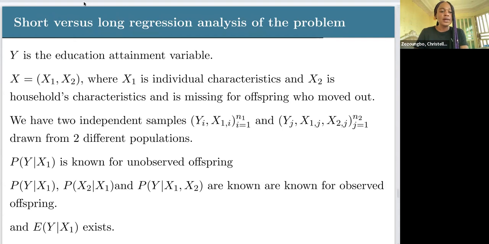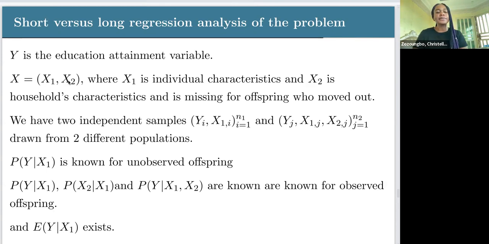Okay, so this X vector is a composite of X1 and X2, and I observe two independent samples from two different populations, one from the observed siblings' offspring population and another from the unobserved offspring population. For the observed offspring population, the probability of Y given X1 is known. The probability of X2 given X1 is not known because X2 is not known. And also the probability of Y given X1 and X2 is not known.